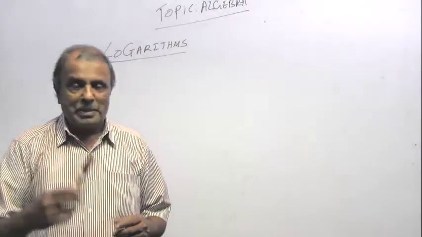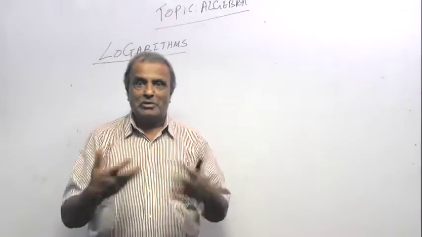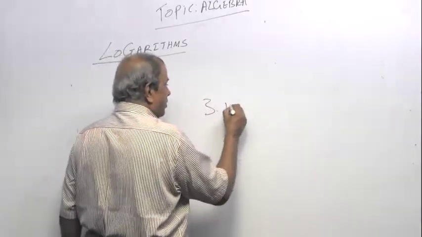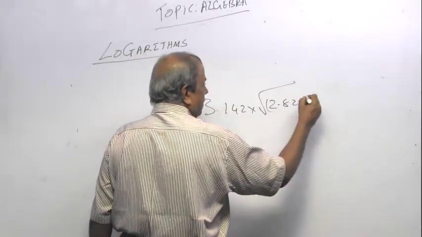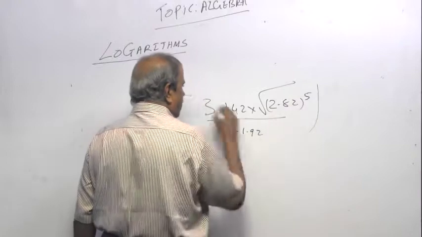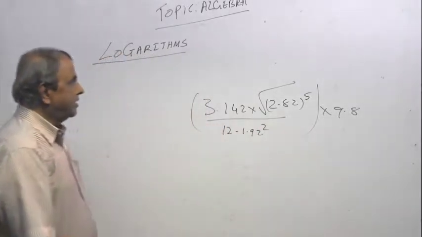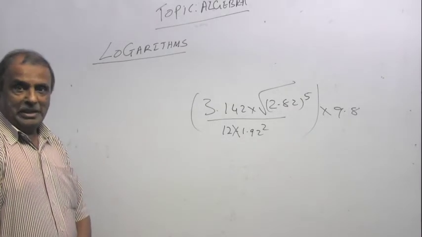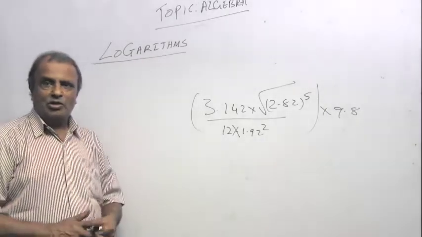Because you people are lucky, 2014, so you got your calculator, so you don't have to bother. But when I sat my A-level exam, I had to work in the exam 3.142, especially the physics paper, times 2.82 power 5 divided by 12 minus 1.92, and the whole thing multiplied by 9.8, 1.92 squared, something like this. 12 times 1.92 squared or something. And I had to give the answer to 3 decimal places, and I didn't have a calculator. Then I used logarithms. Because students are so good.